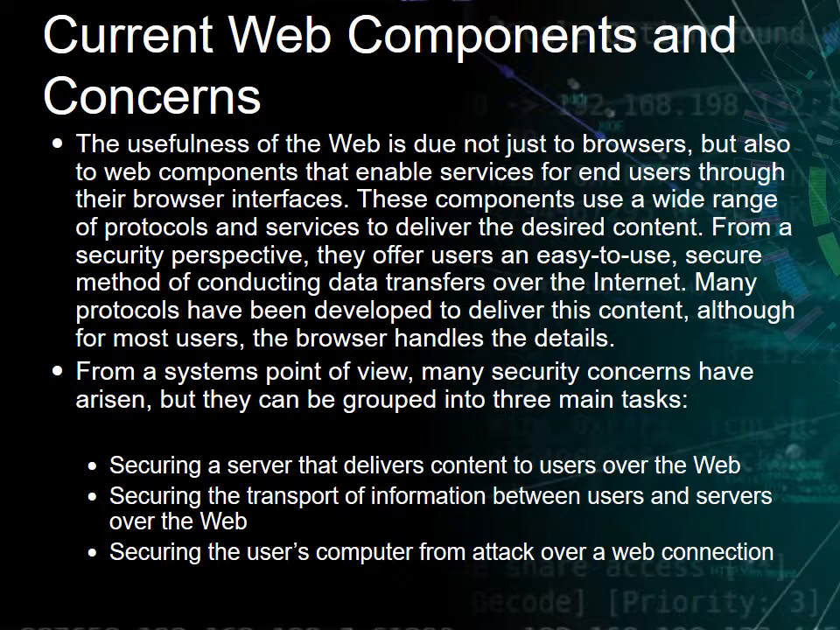From a system point of view, many security concerns have arisen, but they can be grouped into three main tasks: securing a server that delivers content to users over the web, securing the transport of information between users and servers over the web, and securing users' computers from attack over a web connection.